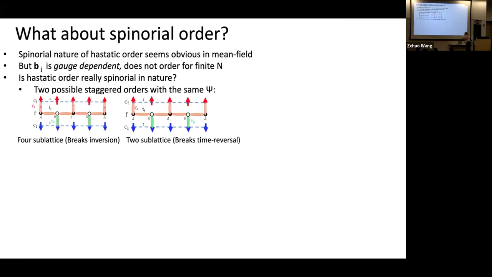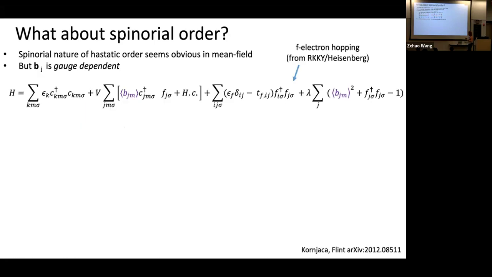But we have these 2 staggered orders that have the same composite order parameter or distribution of these singlets, but different symmetries. So something must be going on. The only difference between these 2 is the phase of the spinor.